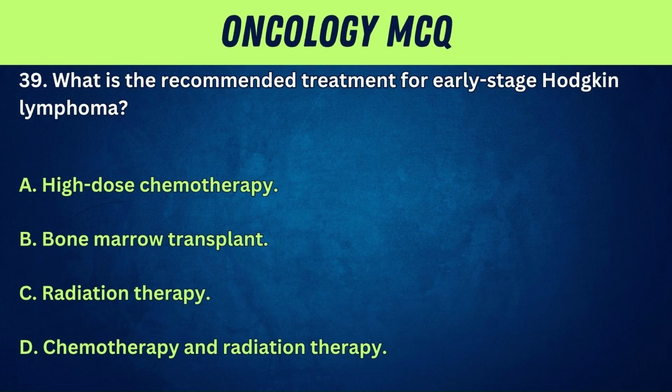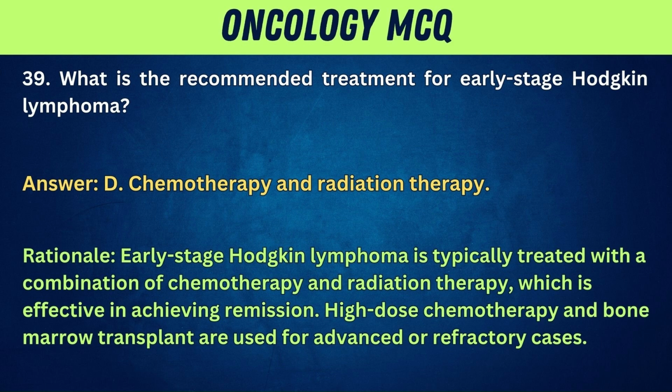39. What is the recommended treatment for early-stage Hodgkin lymphoma? A. High-dose chemotherapy. B. Bone marrow transplant. C. Radiation therapy. D. Chemotherapy and radiation therapy. Answer: D. Chemotherapy and radiation therapy.